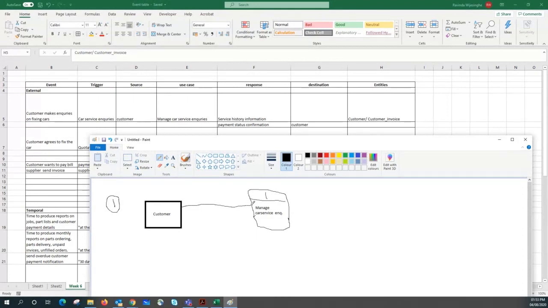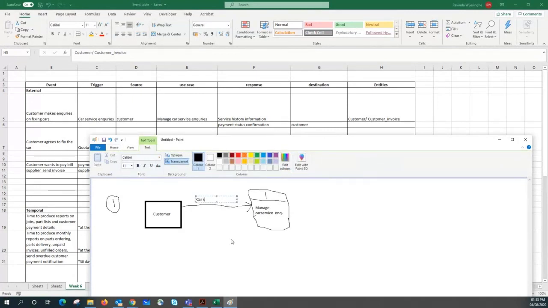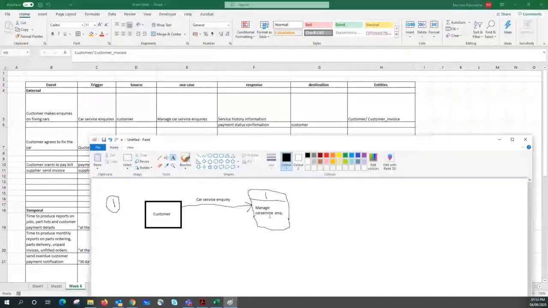So let me write that trigger. So that is actually the data flow. That is the flow of data that triggers this process. So I just write car service inquiry. Now remember, you need to use one verb, one noun to name this process, verb and noun, and usually data flows have to be in the noun form. These are the small tips that we use very often in the industry. Right. So this is the trigger. So car service inquiry comes in.